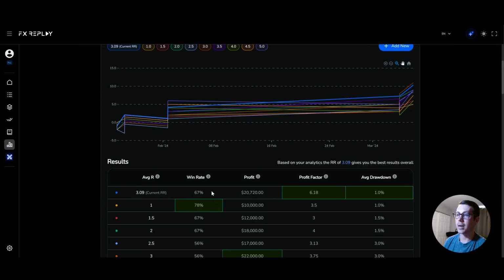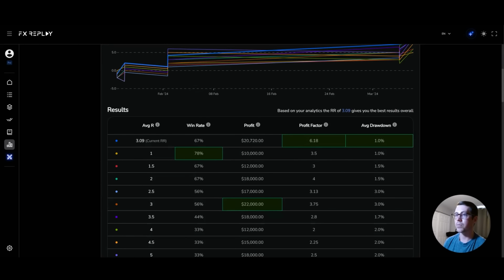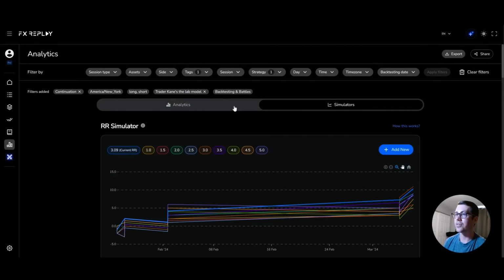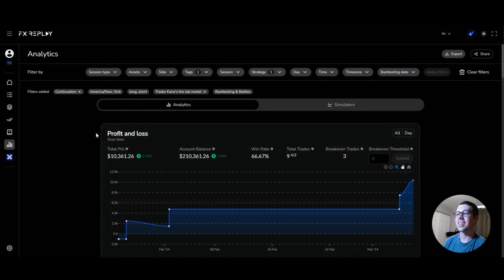But yeah, we had really nice win rates with the continuations, and it's suggesting the way we traded them was optimal based on the sample size. But as you guys get a larger sample size, I really encourage you. The risk reward simulator is awesome to test things out. So yeah, hopefully I gave you guys at least a good basis for this.